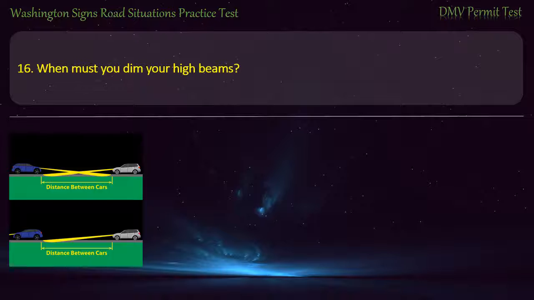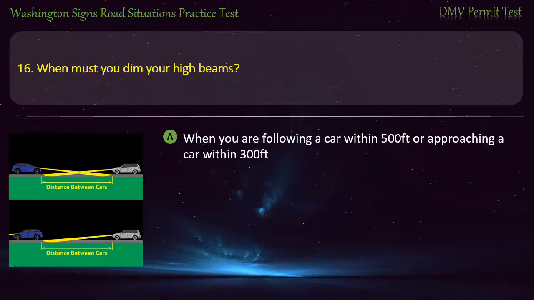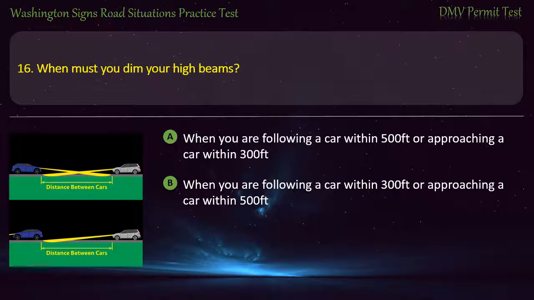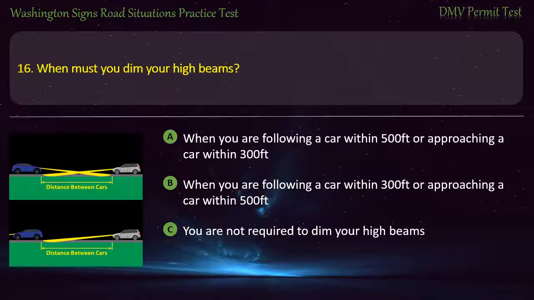Question 16. When must you dim your high beams? When you are following a car within 500 feet or approaching a car within 300 feet. When you are following a car within 300 feet or approaching a car within 500 feet. You are not required to dim your high beams. When you are within 300 feet of any car. Answer. When you are following a car within 300 feet or approaching a car within 500 feet.